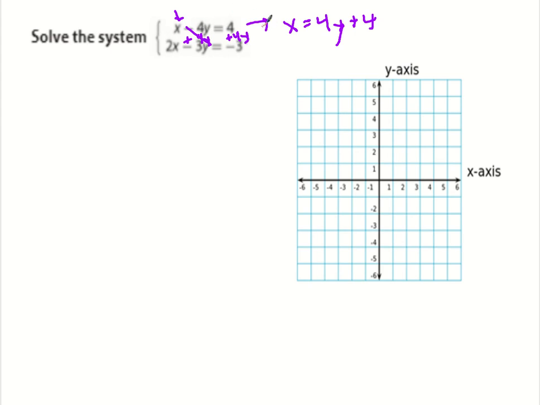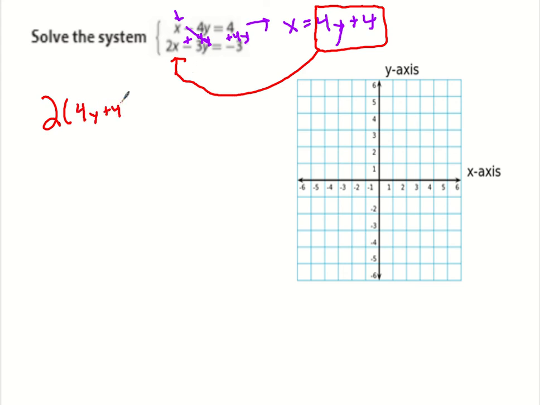Because this equation became x equals, I can plug this in for x in the second equation. I'm told that x is all of this: x is 4y plus 4. So I can replace this x with 4y plus 4. I'm going to rewrite that equation: 2 times x, and x is 4y plus 4. Then I include the rest: minus 3y equals negative 3. So I rewrote the rest of the equation, but then I made that substitution in for x.